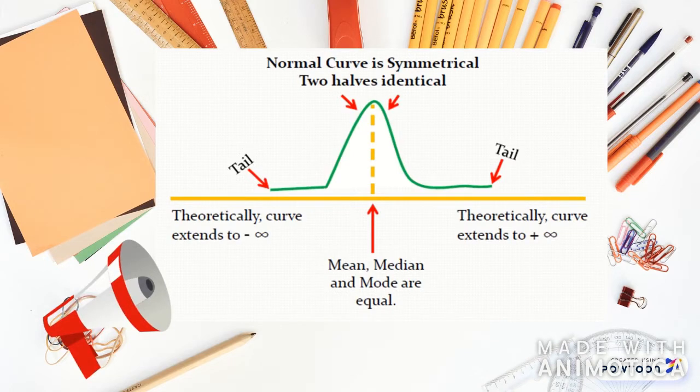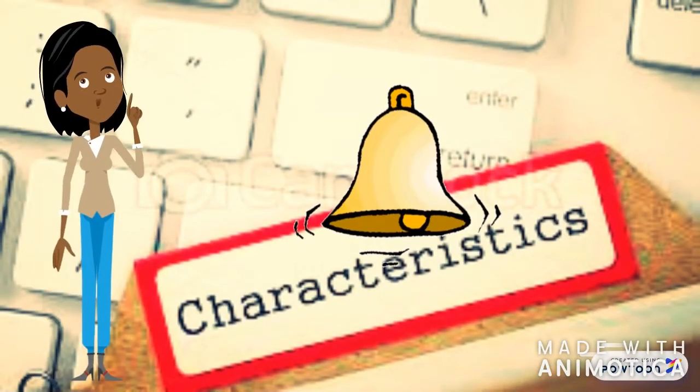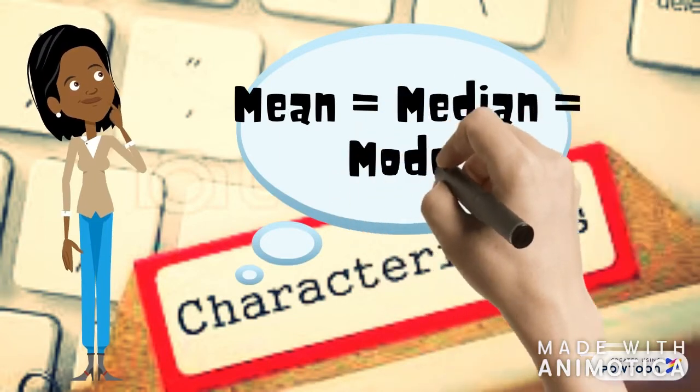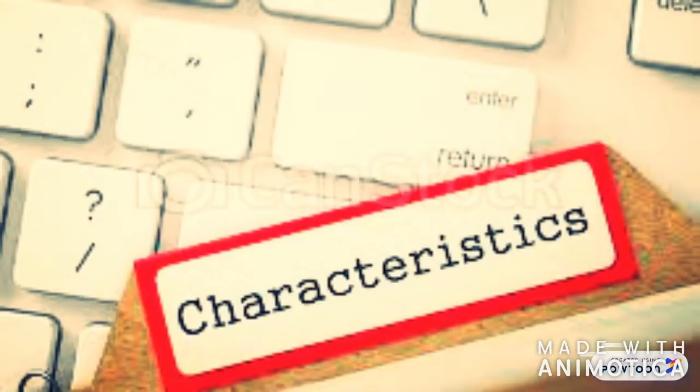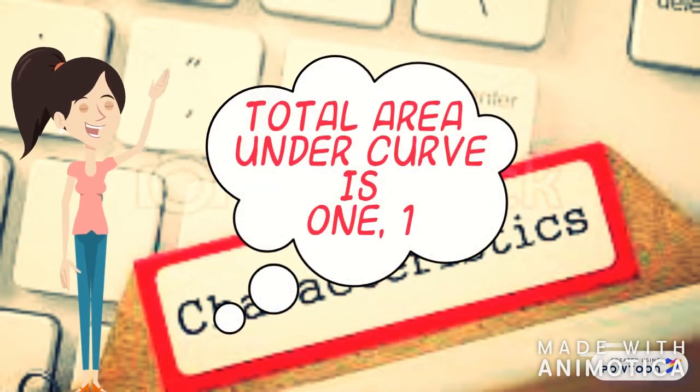To further our understanding of the topic, let's see the characteristics of the graph. The curve is in a beautiful bell shape and has a single peak at the center of the distribution. The arithmetic mean, mode, and median are equal. The total area under the curve is 1. Remember, you guys, just 1.